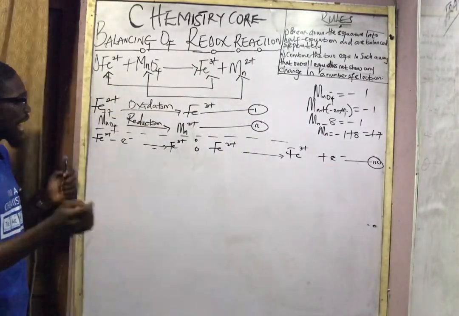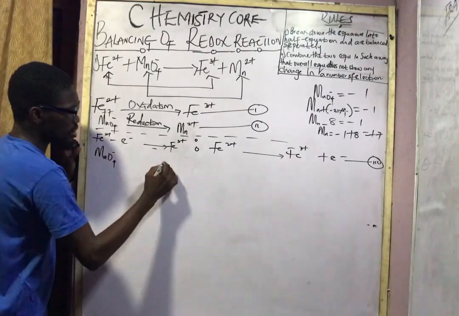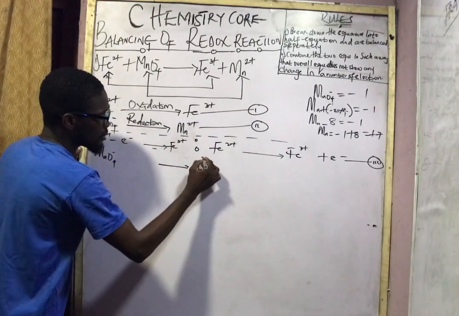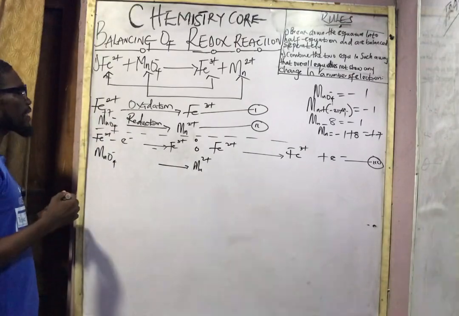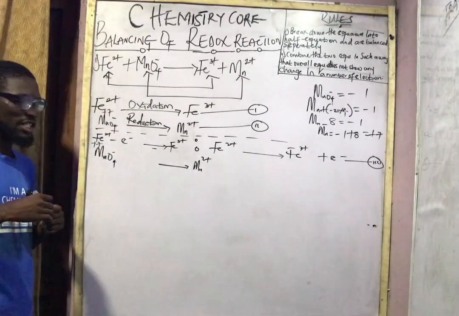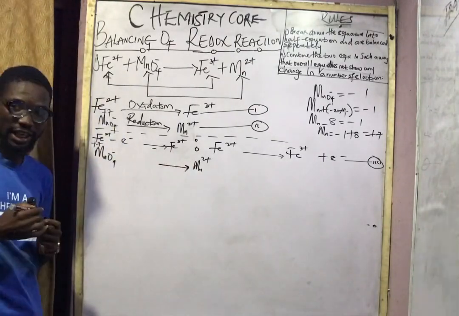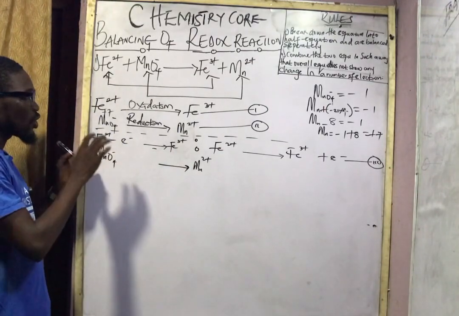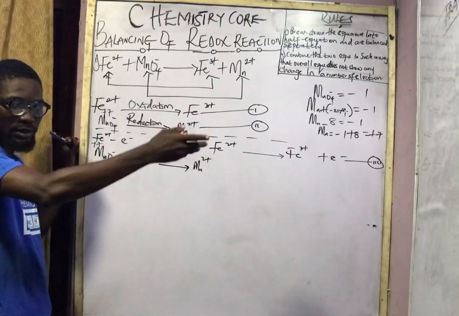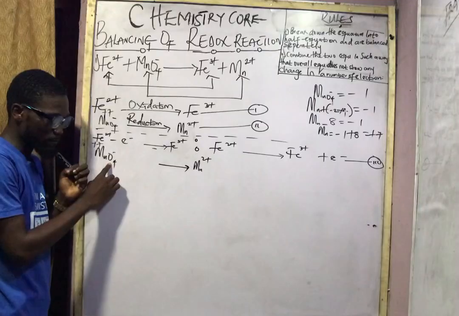Are you with me now? So guys, for this, we have MnO4⁻, and we have Mn²⁺. For the fact that we are having a positive 7 here and a positive 2 there, don't forget we have an invisible negative sign here. And for this, we are balancing in acidic medium. Take note of that. So guys, we are having 4 oxygen here.